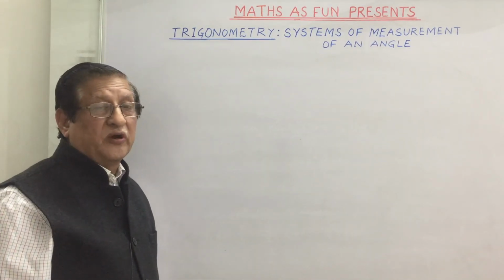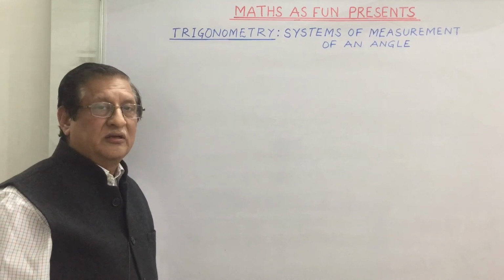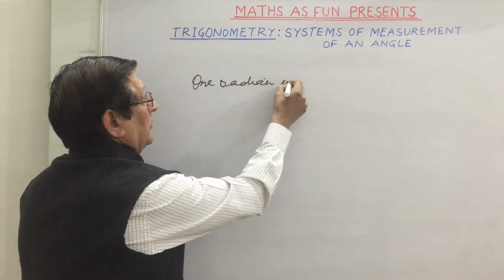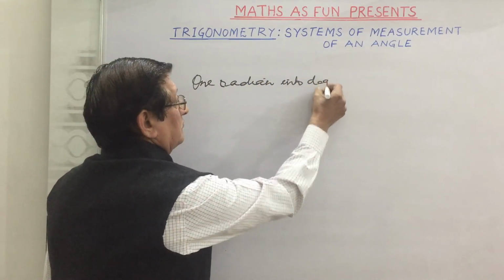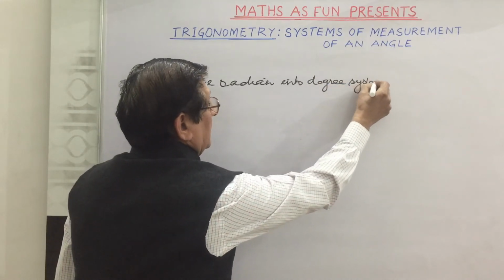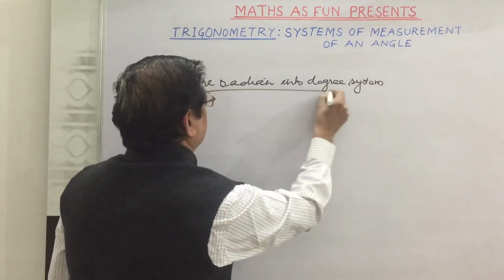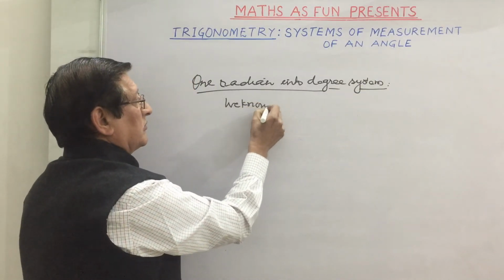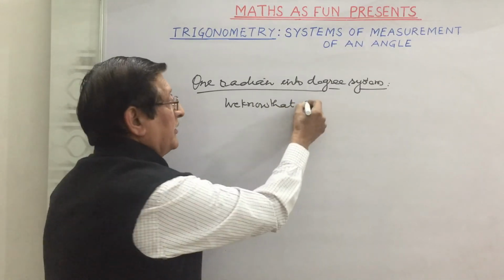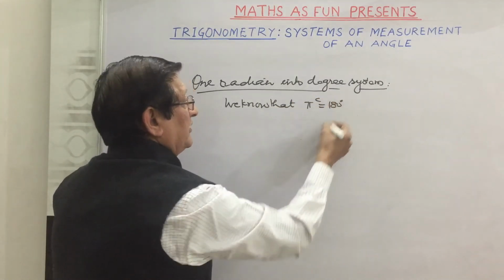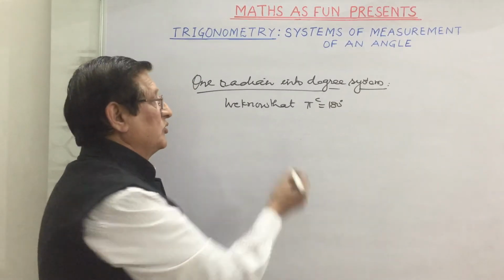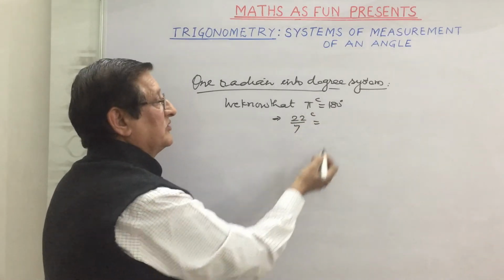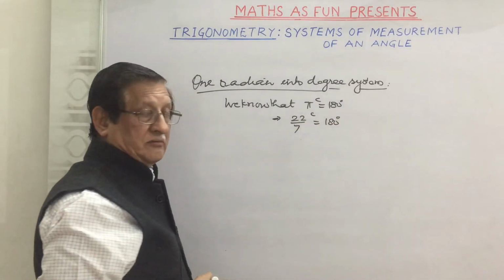Let's learn now to find the value of 1 radian into the degree system. How can we find that? We know that pi radian is equal to 180 degrees. We have already seen that. And we know the value of pi is taken as 22 by 7. So we can write 22 by 7 radians is equal to 180 degrees.